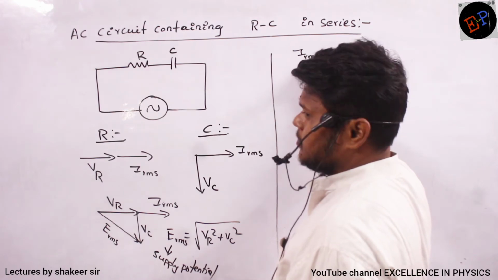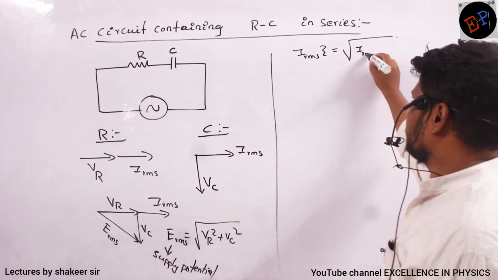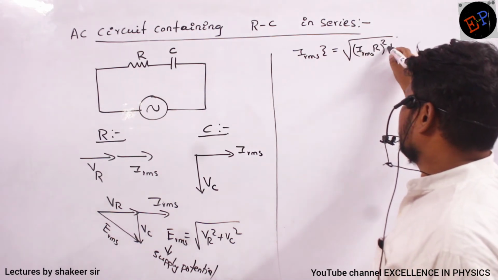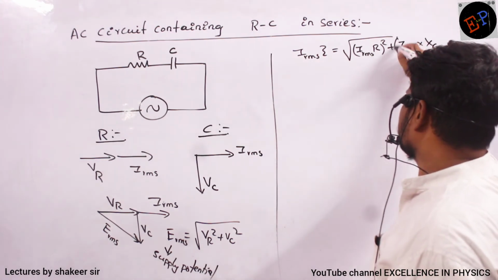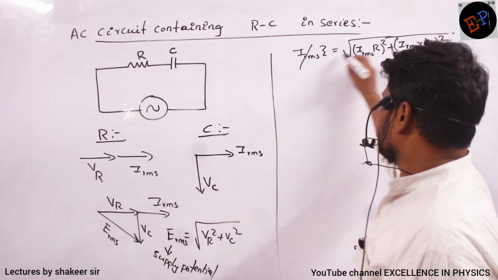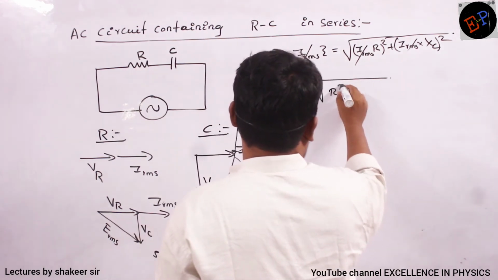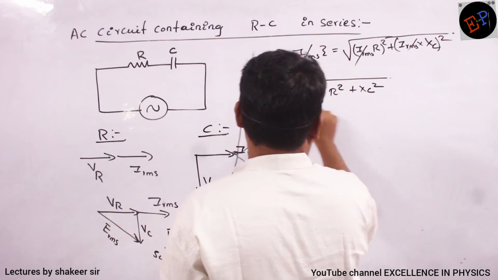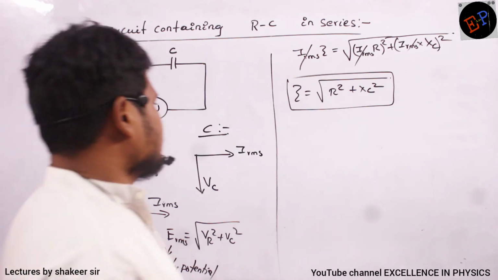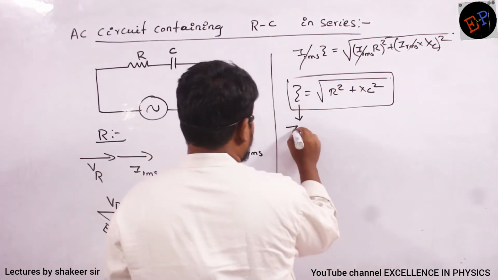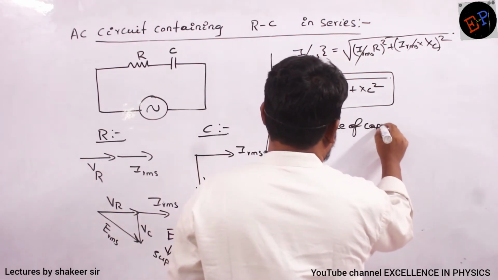ERMS, how can I write? IRMS multiplied by Z. So this is equal to square root of IRMS multiplied by R whole square, plus IRMS multiplied by XC whole square. Clear? So cancel IRMS, IRMS and IRMS. Then what will I get? I will get Z is equal to square root of R square plus XC square. Okay? So this is called the impedance of this capacitive circuit. Impedance of capacitive circuit.